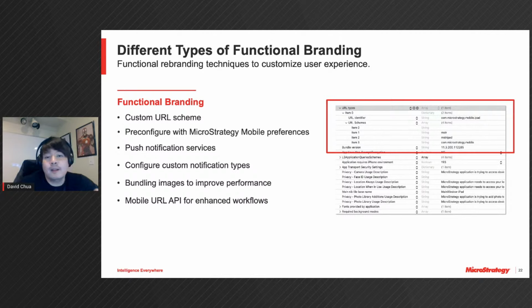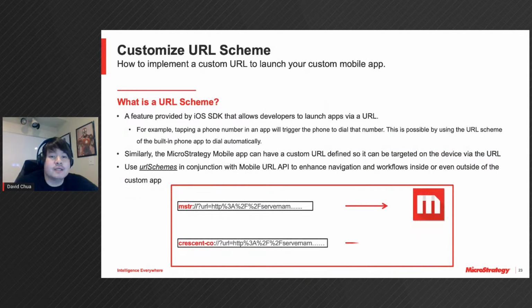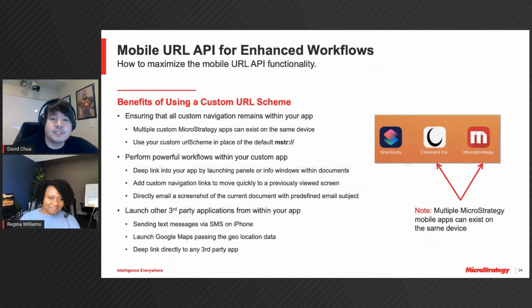In the next slide, you can see the URL scheme. It's a feature provided by the iOS SDK to launch apps via URL. By using this, you are able to open apps within the app. So let's say in the image seen here, the MSTR app launches the MSTR app, while the Crescent Co scheme will launch the specific Crescent Co app. You can use the URL scheme in conjunction with the mobile URL API, which Regina will be talking about in the next slide. And now I present to you, Regina.